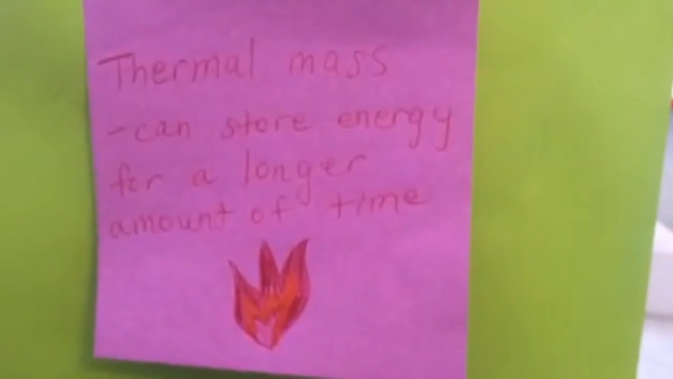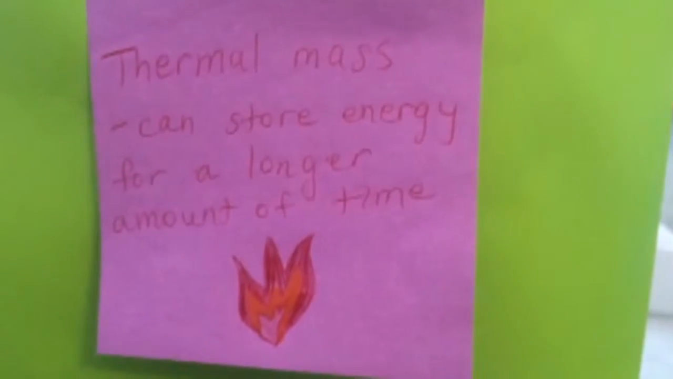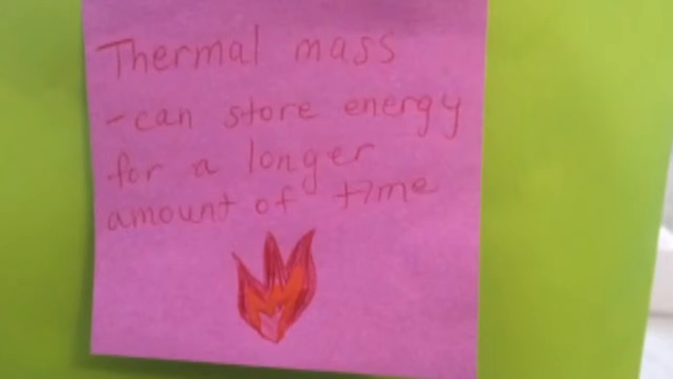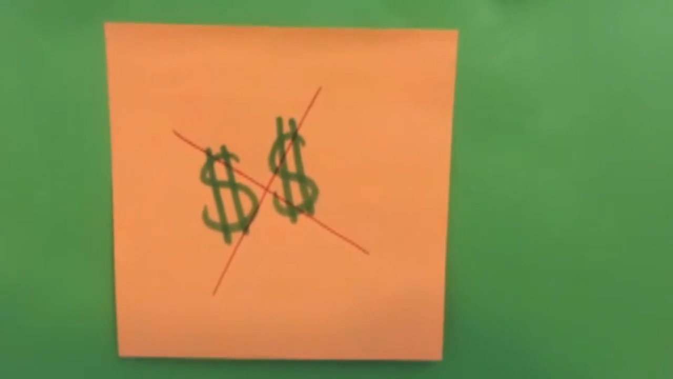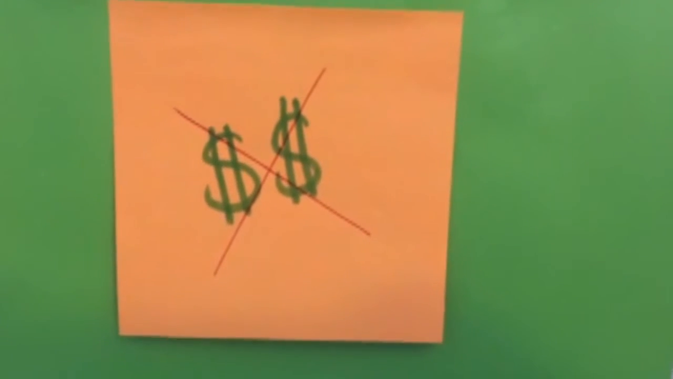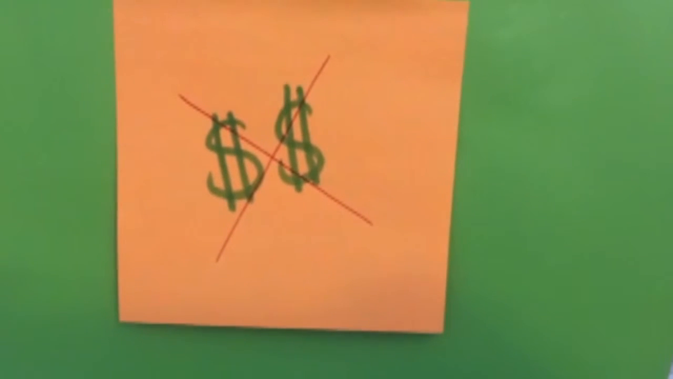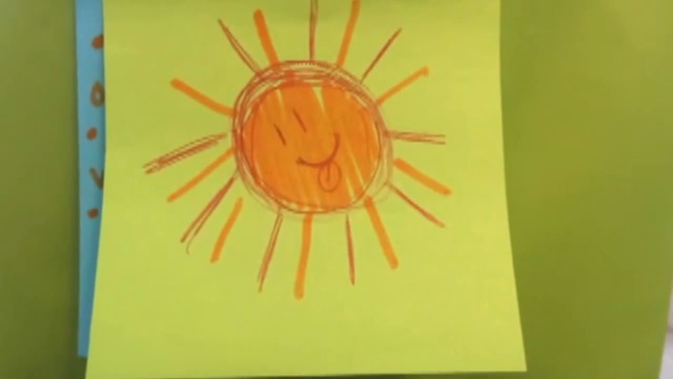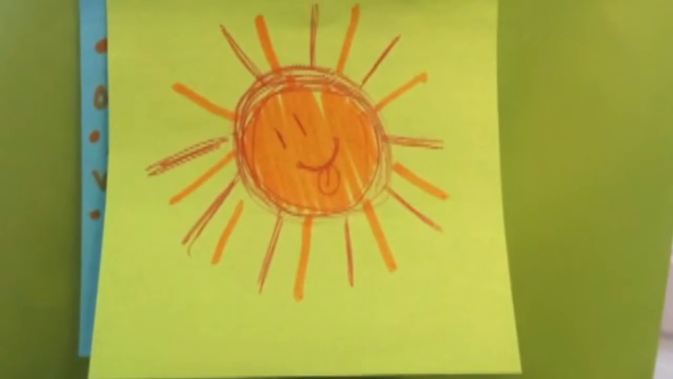The energy is stored in the thermal mass, which refers to materials that can store heat energy for an extended amount of time. An example of this is water. Passive solar design does not have a high initial cost, unlike active solar design, which saves money for the long term. Passive solar design does not generate greenhouse gases, and it slows down fossil fuel depletion.